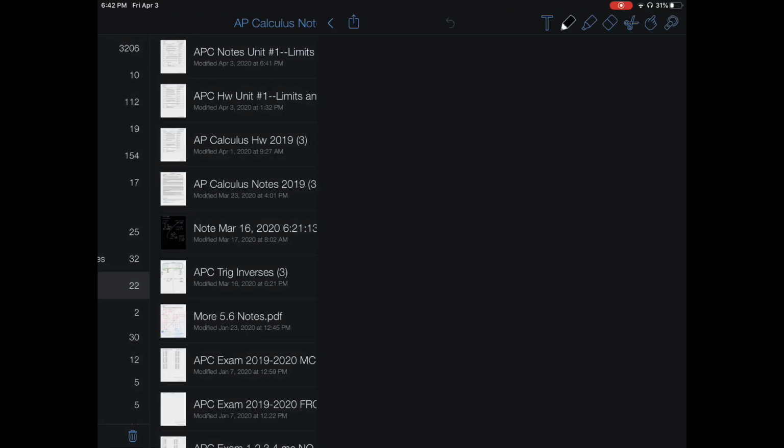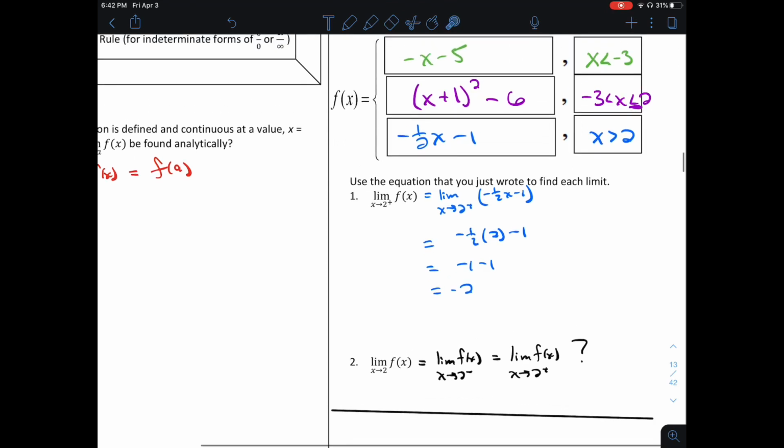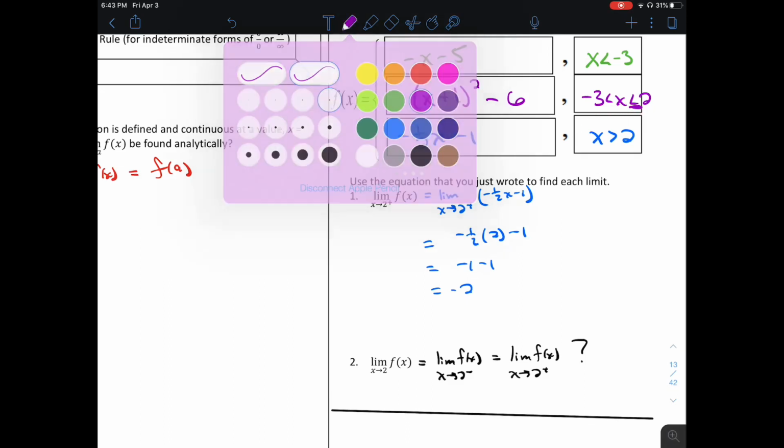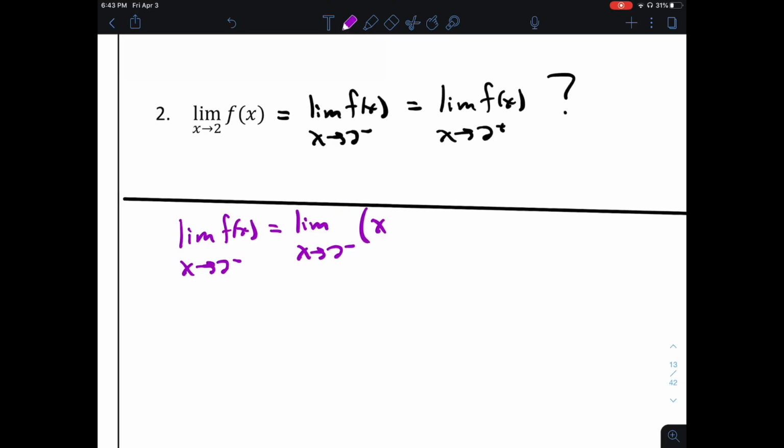Let's look at the domain for this. We want to approach 2 from the left right now because we already approached it from the right. Approaching 2 from the left, that is numbers to the left of 2, but close to it. That's in this purple domain. So we are going to be finding the limit of f of x as x approaches 2 from the left, which means we're finding the limit as x approaches 2 from the left of the parabola (x + 1)² - 6.